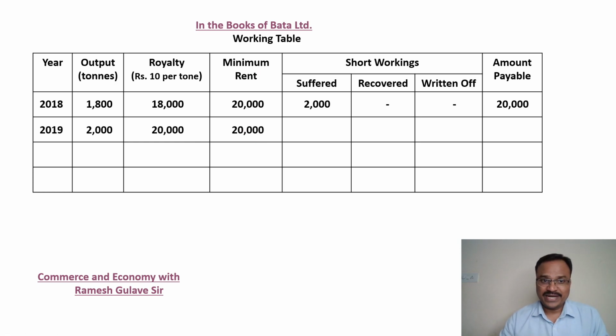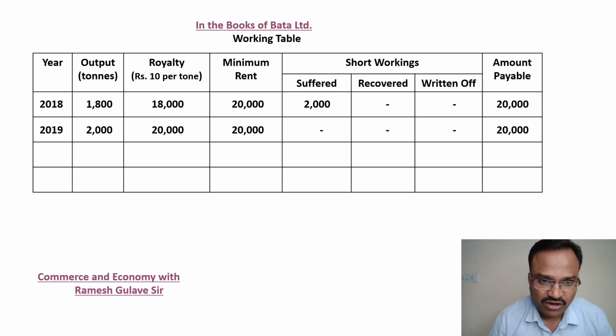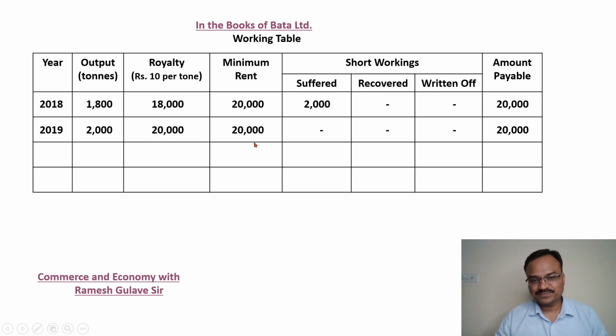Right. Now see friends, actual royalty and amount of minimum rent are equal. In this year, there is no question of short workings. It means in this year, short workings cannot arise because the royalties and the amount of minimum rent are equal, right? So here, short workings column dash, recovered column dash, in the third column, that is written off, dash, and amount payable for 2019 is 20,000, right? So see friends, if the royalties and minimum rent are equal, then there is no question of short workings, right?